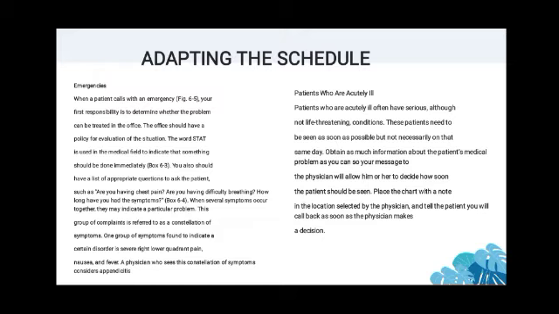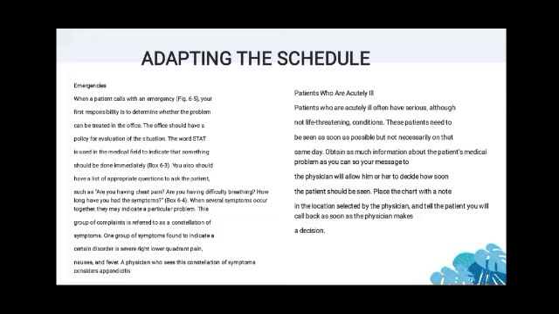When several symptoms occur together, they may indicate a particular problem. This group of complaints is referred to as a constellation of symptoms. One group of symptoms found to indicate a certain disorder is severe right lower quadrant pain, nausea, and fever. A physician who sees this constellation of symptoms considers appendicitis.